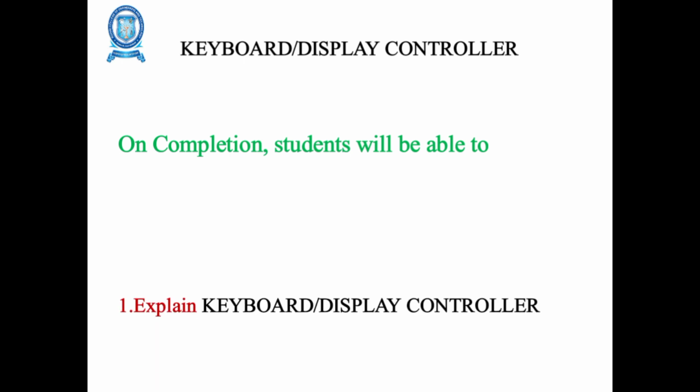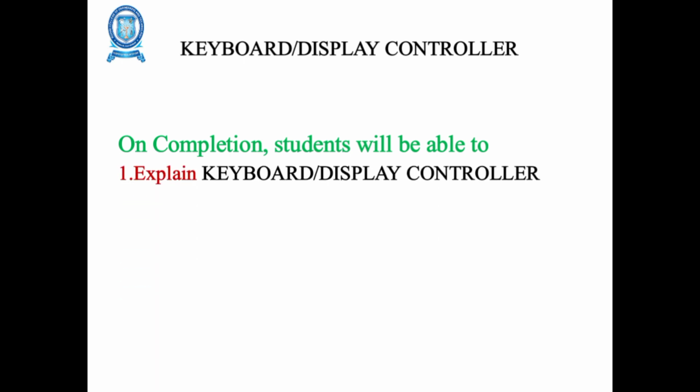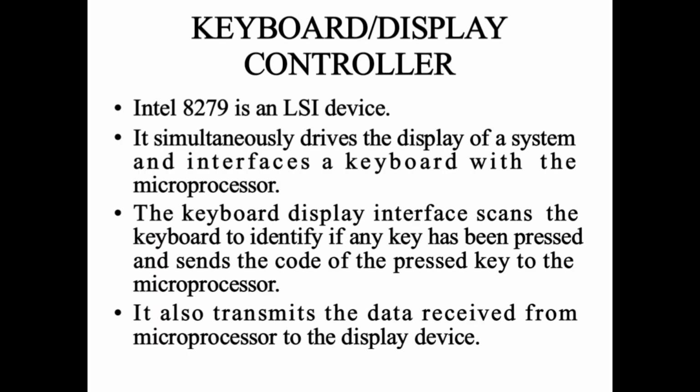Keyboard and display controller. On completion, students will be able to explain the keyboard and display controller. Here, the Intel 8279 is a large scale integrated device. This IC is used as a keyboard and display controller. It simultaneously drives the display of a system and interfaces a keyboard with a microprocessor.